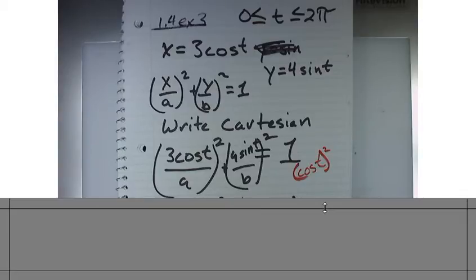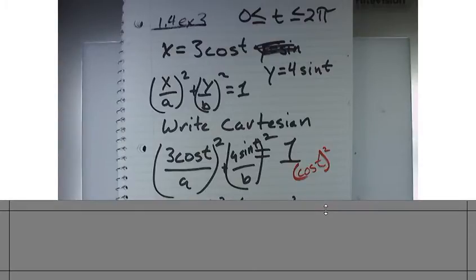So how can I make it equal 1? I need to figure out what I'm going to plug in for A and what I'm going to plug in for B.